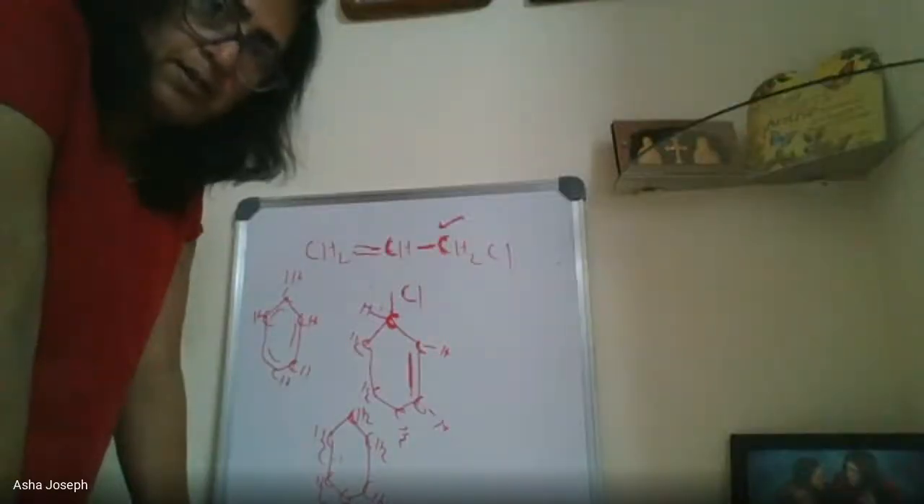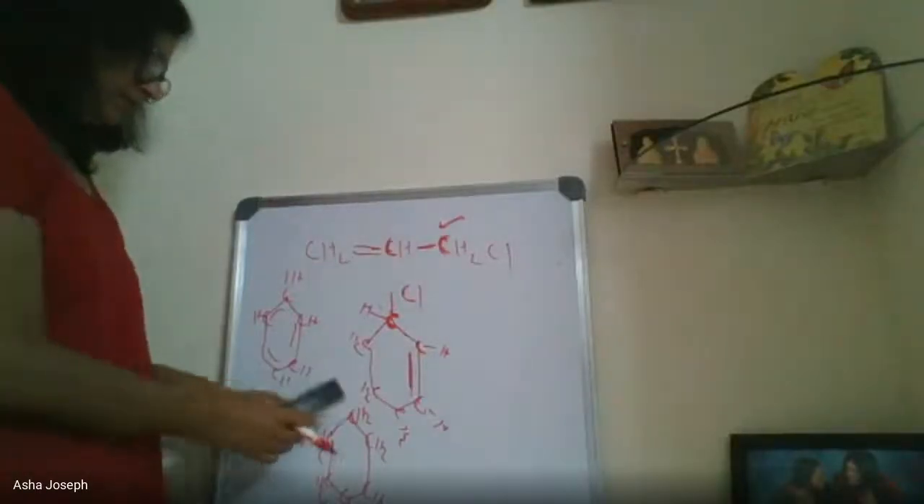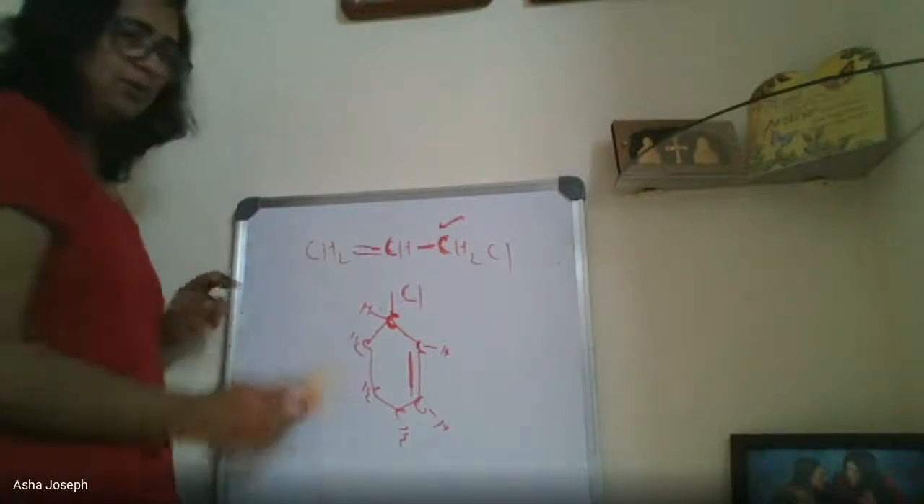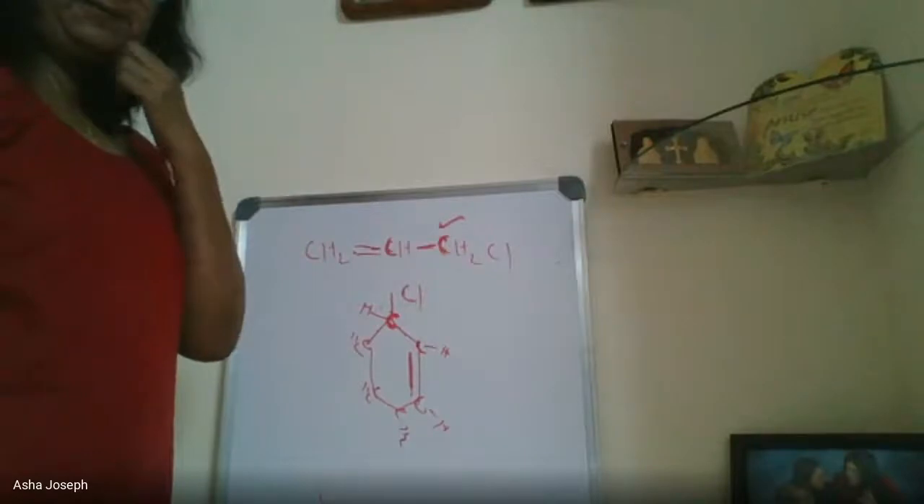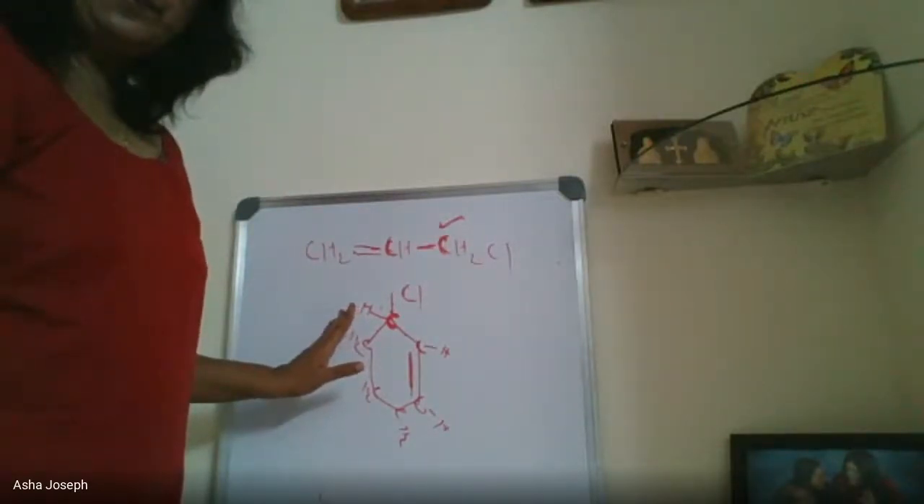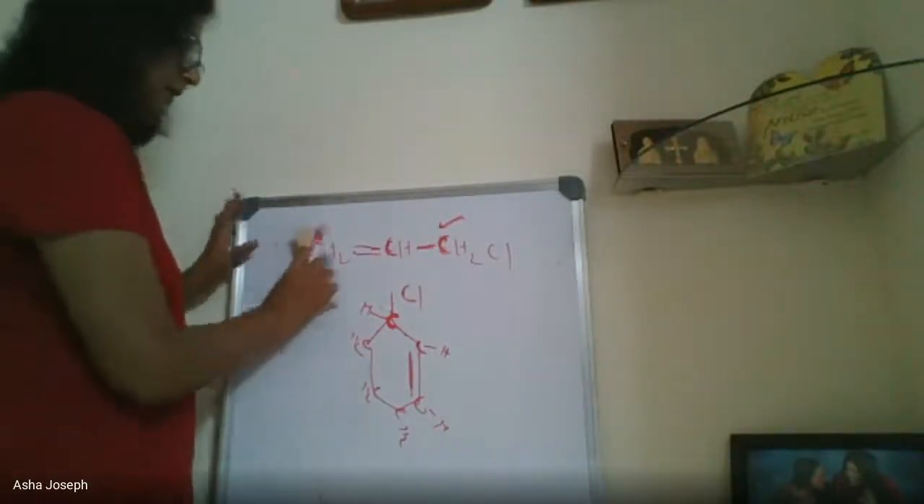I'm sorry, I was getting confused with something else. Now you understood? Okay. So the question will be a half mark or 1 mark question to identify the allylic type of halogen. Is it clear?